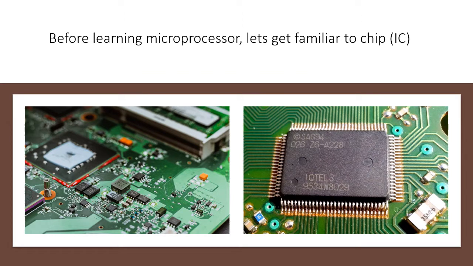Before learning microprocessor, let's get familiar with chip or IC. Here you can see an IC. What is the function of an IC? Each IC performs a particular function or task. Here we can see many ICs, right? Yes. Now, microprocessor is an IC, but all ICs are not microprocessors. Microprocessor performs a large number of functions. Now let's study microprocessor in detail.